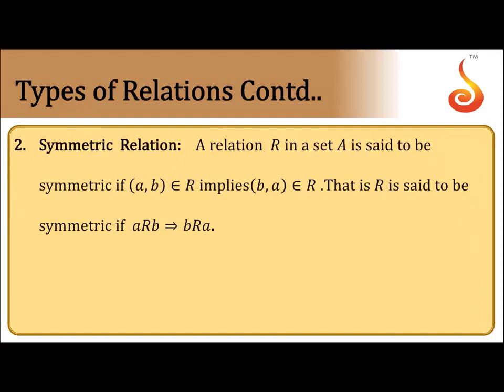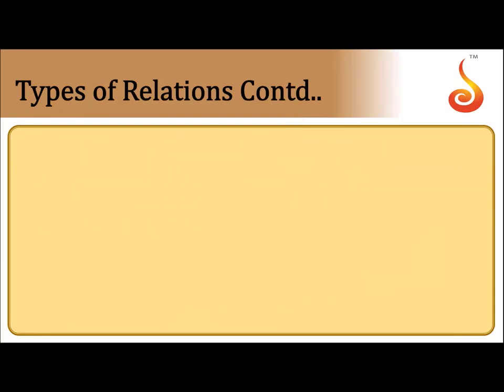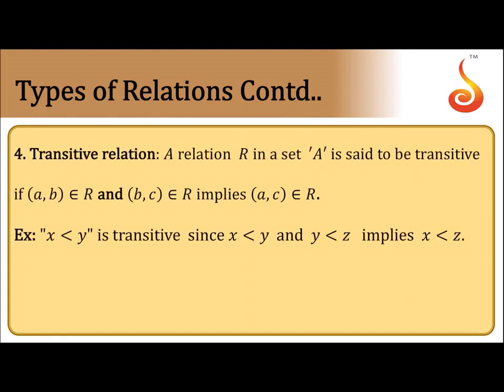Coming to the symmetric relation: if R is a relation defined on a set A, and if (a, b) belongs to R, then (b, a) should also belong to R. Then I say the relation R is defined to be a symmetric relation. So whenever (a, b) belongs to the relation, (b, a) should also belong to the relation. That's how we define what is called symmetric.